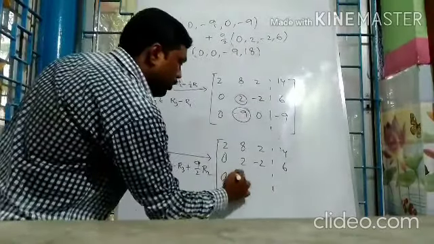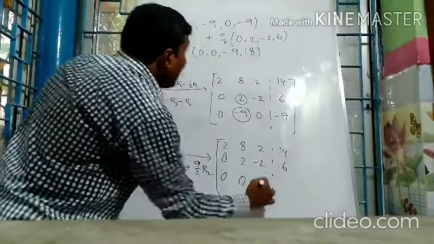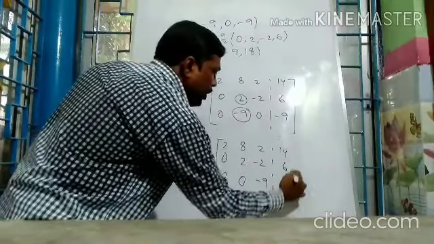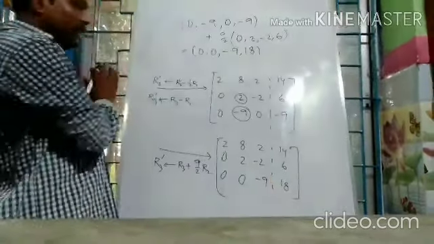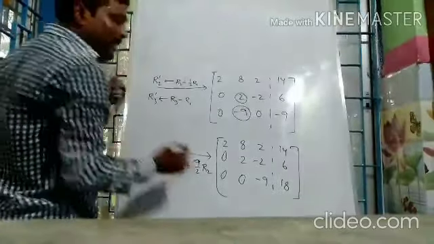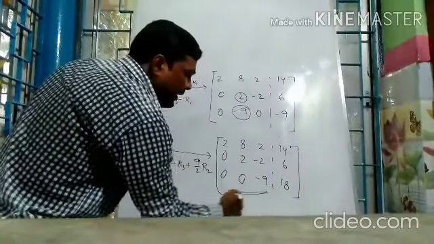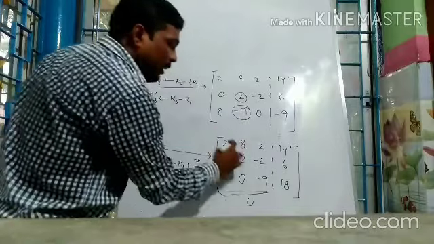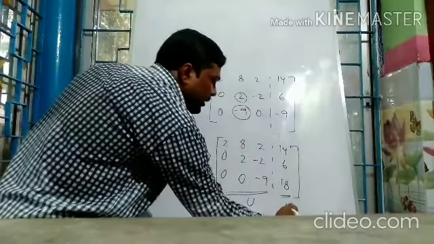So the third row is 0, 0, minus 9, 18. This is the third row. So this is the reduced matrix U, the upper triangular matrix, and this is the reduced vector B dash.